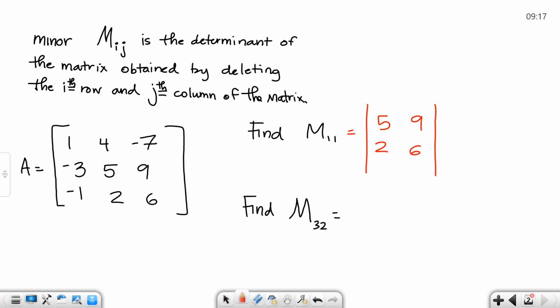Okay? So I take the determinant of that. It says it's the determinant of the matrix obtained by deleting the ith row and jth column. So I deleted row 1, column 1, and that's what's left. When I take the determinant of it, I'm going to get 30 minus 18. So my determinant is 12, and that is the minor. If you have any questions with it.